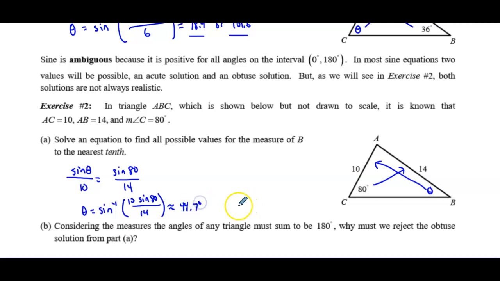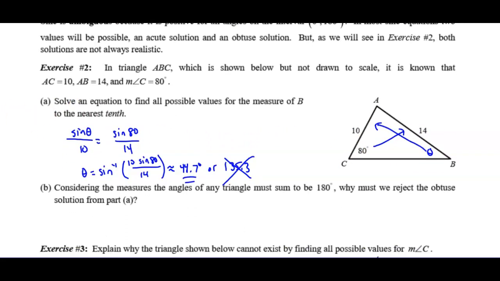That comes out to 44.7 degrees. If I take the obtuse version of that, it would be 135.3. Now, if I take 135.3 and add it to 80, I'm already well over 180 degrees. So that's a scenario where the second angle is unrealistic, so I just disregard it, and 44.7 is the only answer for angle B. As I suspected, because that 14 doesn't have room to swing anywhere. So there's an example of just one answer.